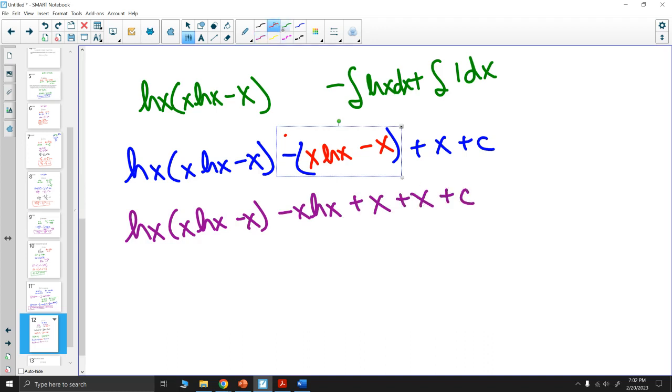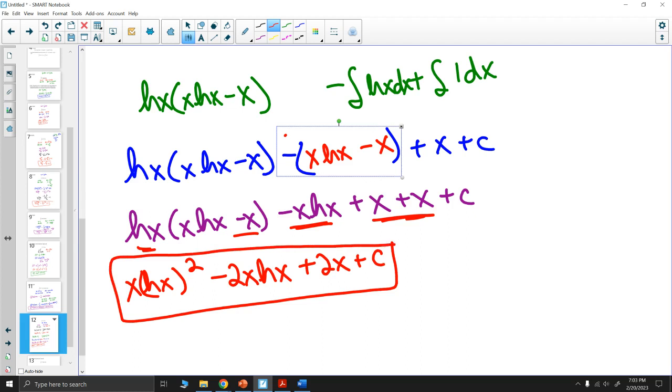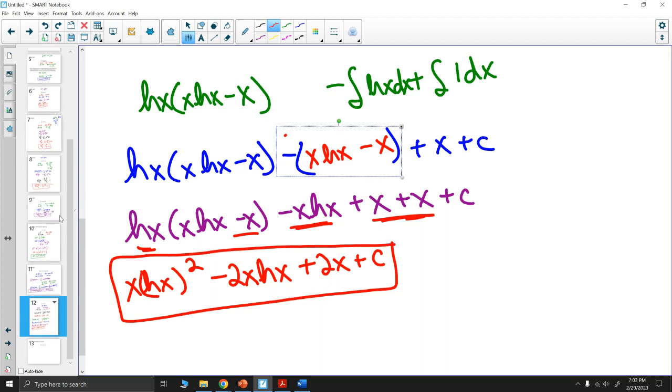plus c. So we actually have a couple like terms here, minus x ln x and minus x ln x. So we could certainly combine them if we wanted. If we distribute this into here, this would be x ln x squared. Then minus x ln x minus x ln x gives us minus 2x ln x plus 2x plus c. So again, I saved a bit of time by knowing the integral of ln x from our earlier one, but it would just involve more integration by parts, which is kind of irritating.